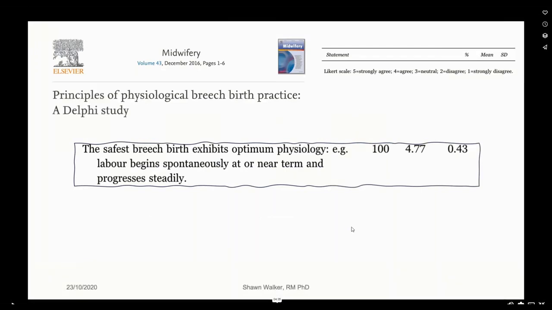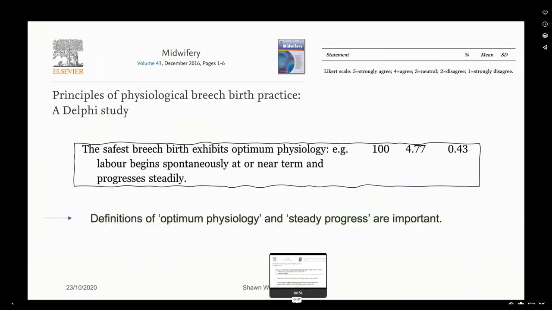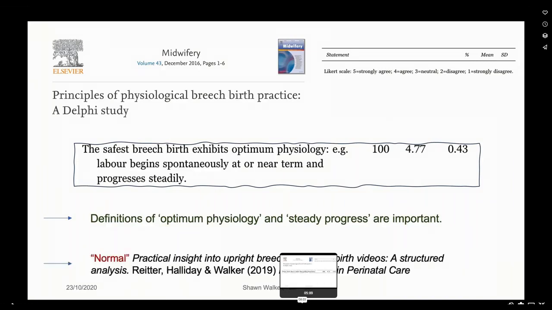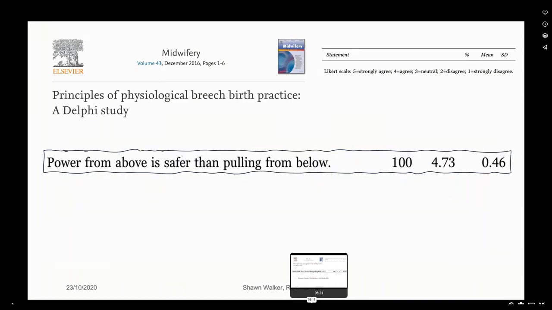The physiological breech method is a no-touch technique. We can help, and the woman will be encouraged to push whenever she feels the urge to push. So, as you know, it's more physiological. So again, power from above is safer than pulling from below.